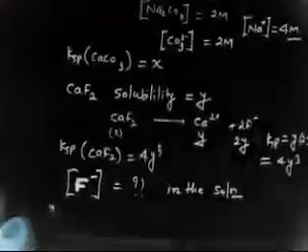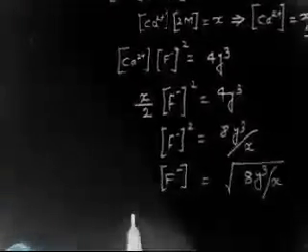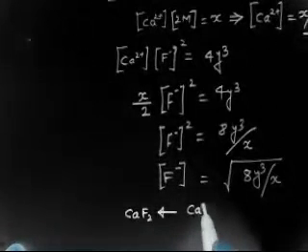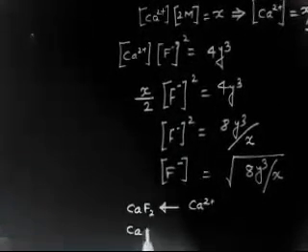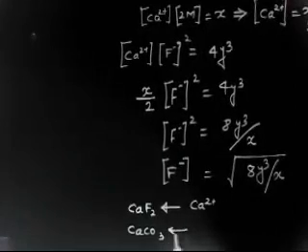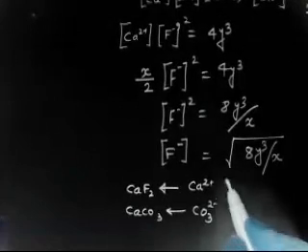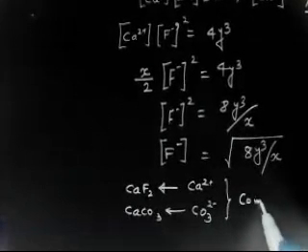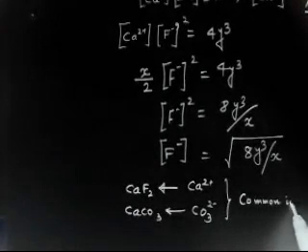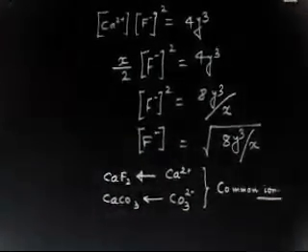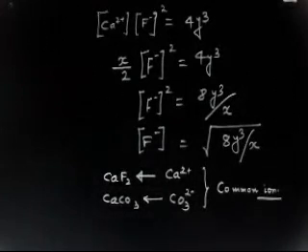So in this question, you see, for CaF2, Ca2 plus is acting as a common ion. For CaCO3, CO3 2 minus is acting as a common ion. So these are basically the common ions. Are you getting or not? Okay, let us copy this one and then we'll discuss the next problem.